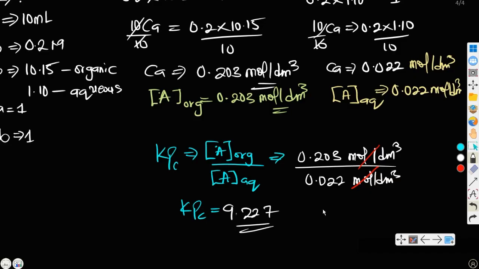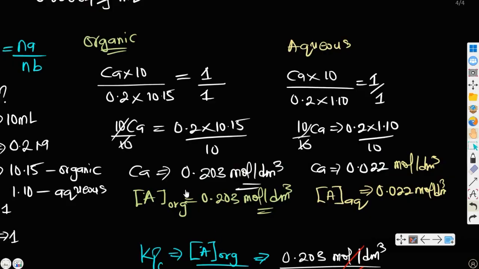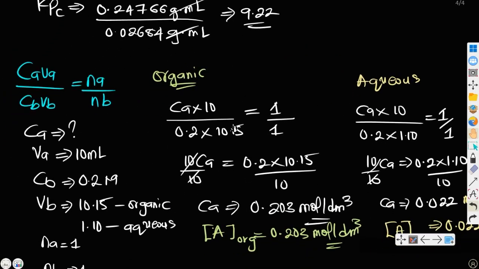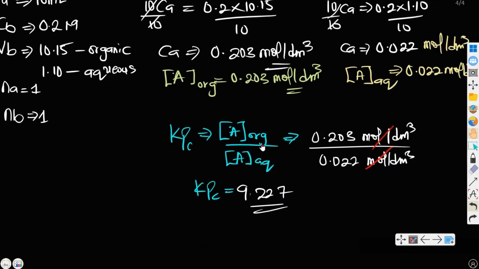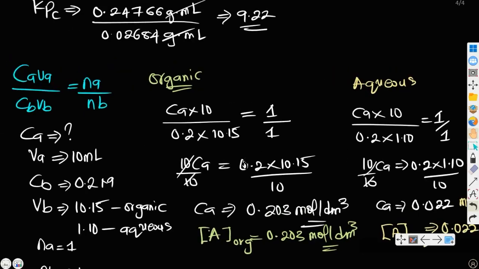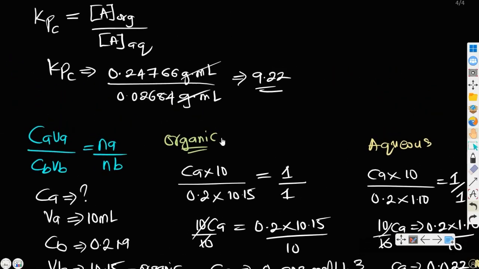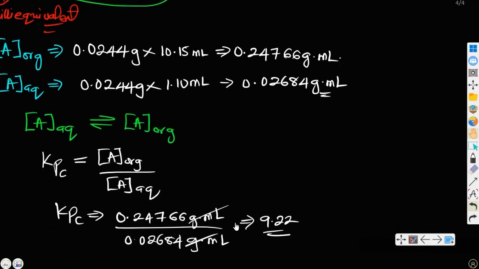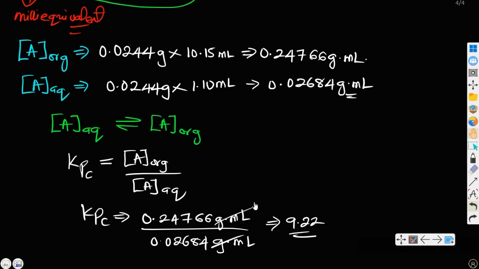9.227. Now, is it not the same thing with what we had earlier, the partition coefficient? Go and check. If you scroll up, you see that the partition coefficient we had earlier was what? 9.22. What do we have here too? 9.22. So you see that everything is the same thing with everything we did in secondary school. CAVA equals CBVB. But this idea of milli equivalent is just shorter. Are you getting it now?